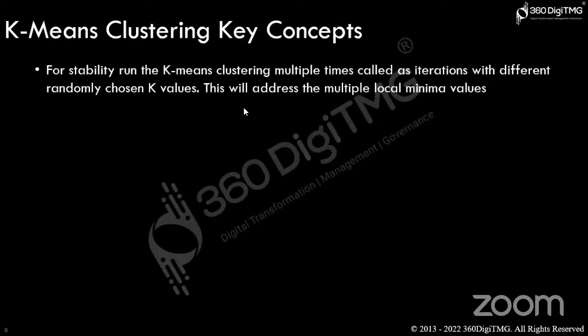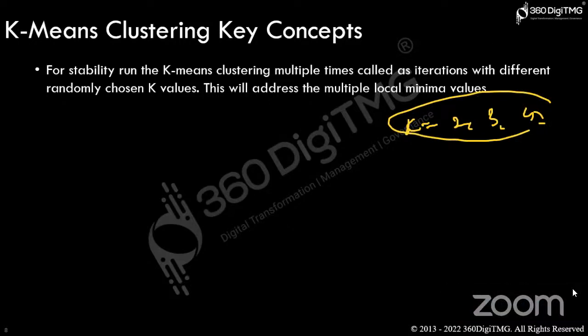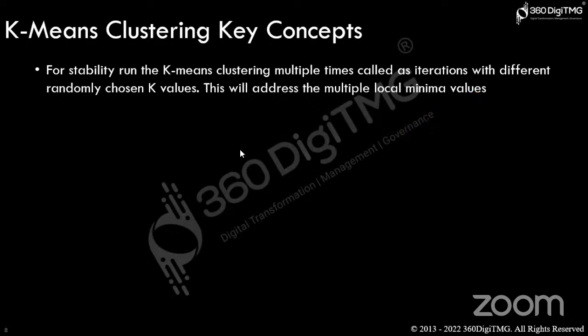Yeah. For stability, run the k-means clustering multiple times. Otherwise, each and every time we will be getting different clusters. To avoid that, for stability we run the k-means clustering multiple times, doing multiple iterations with randomly chosen values. We have to choose different values, k equal to 1, 2, 3, 4, something like that, and run again and again until the local minima values are found. Local minima means decreasing the error rate.